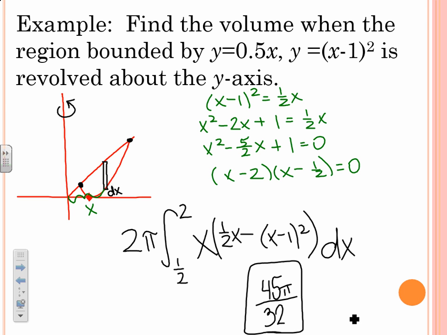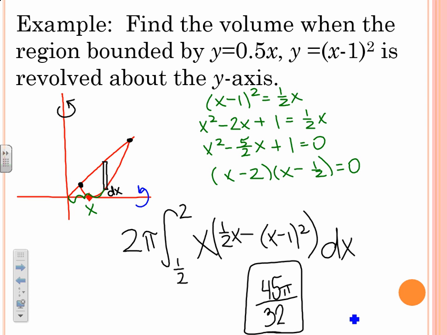That is an excellent question. Yes, if we wanted to go around the x-axis, then it would be best to use the dishwasher method, since the function on the left changes, right? So if we went around the x-axis, then yes, we would use the dishwasher method.